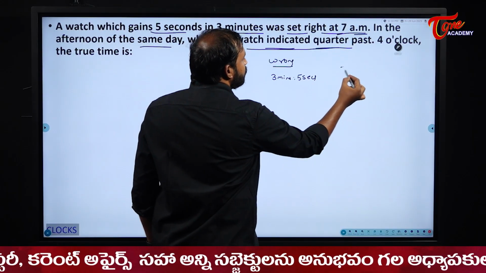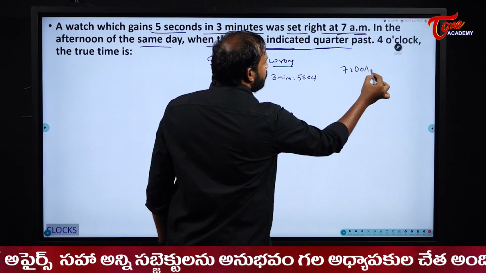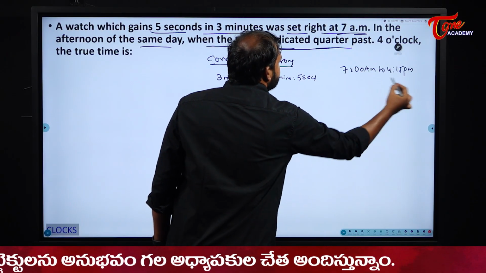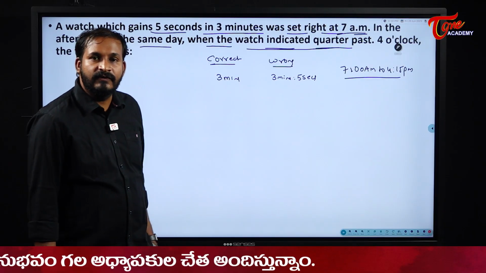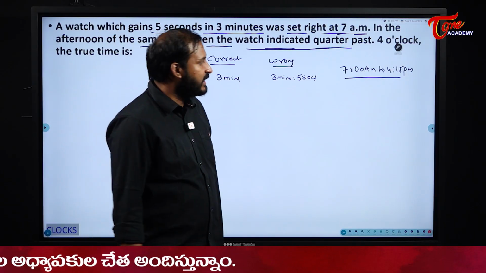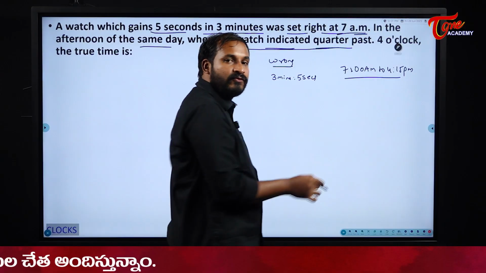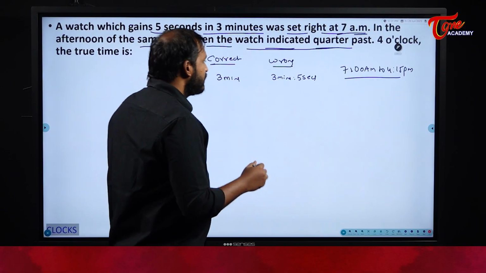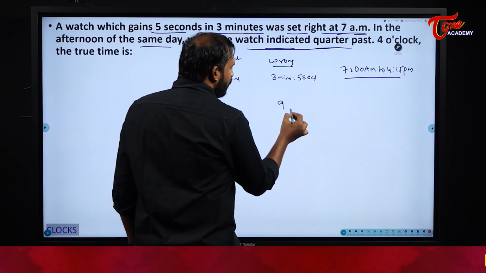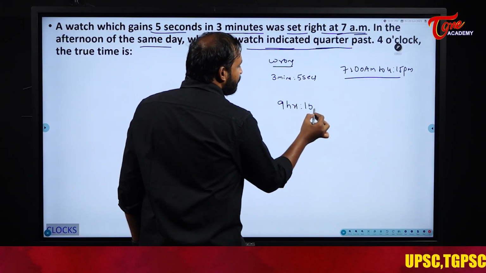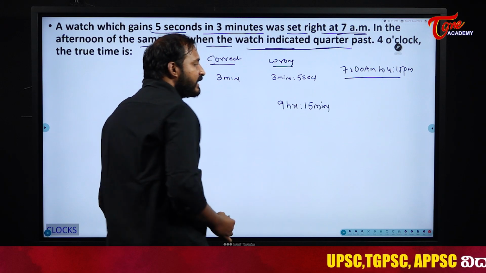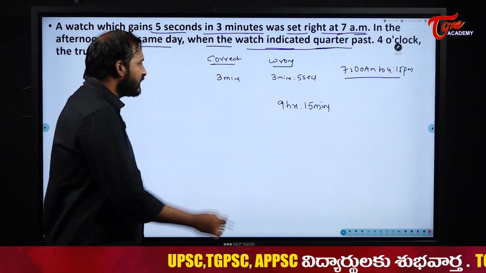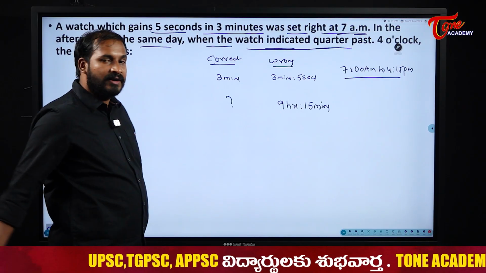From 7 a.m. to 4:15 p.m., what is the time passed here? 7 a.m. to 12 p.m. is 5 hours, and from there 4 hours 15 minutes, so 9 hours 15 minutes. That means now the wrong clock is showing 9 hours 15 minutes. Then what will be the true time? That means what is the correct time they are asking us.